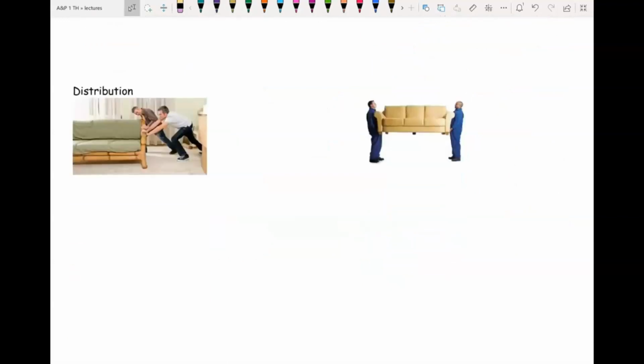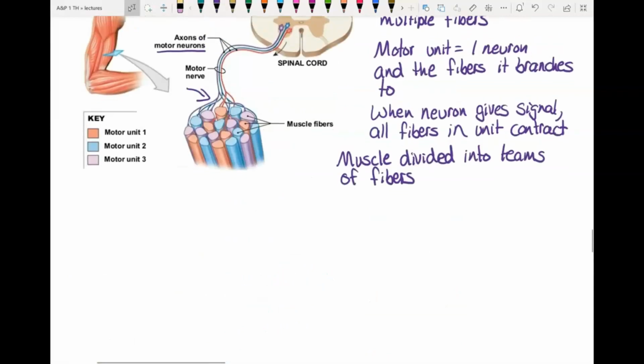There's several important features of the motor unit. One is the distribution of team members. If you look back up here at the picture, notice they're not together, they're spread out. Look at the blue one, for example. The blue fibers are all spread out from each other.